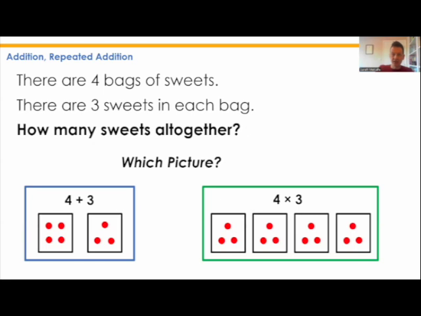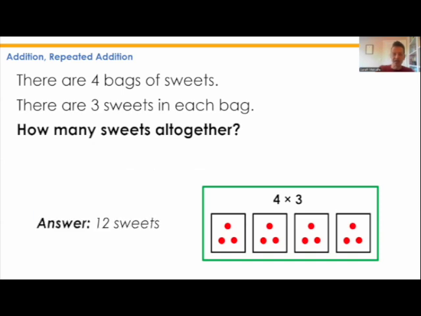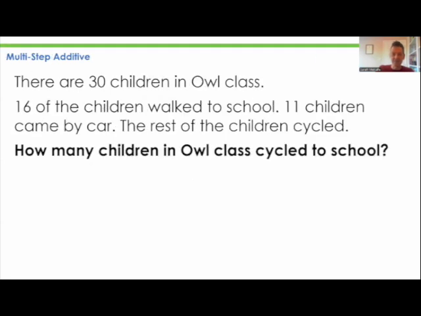How many sweets altogether, which picture? So in this build-up, there'll be some questions where it will be an addition structure and some where there'll be multiplicative structures, and for children to look and think, well, which picture is it? It's this picture that represents the question, but children having to vote on which picture correctly represents the question.